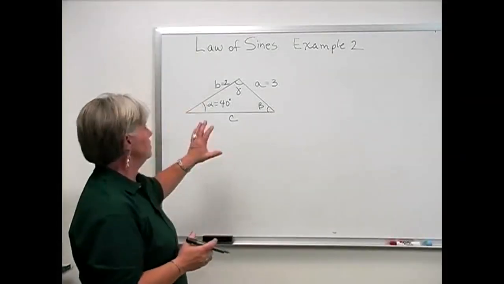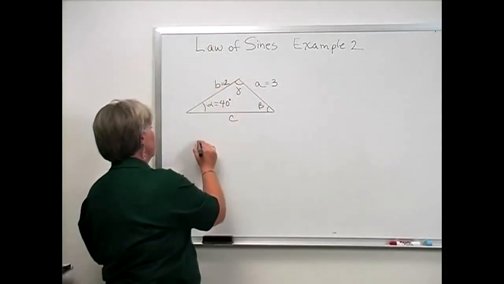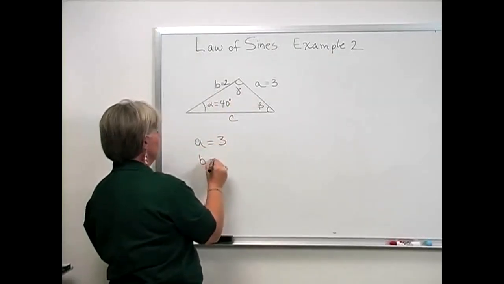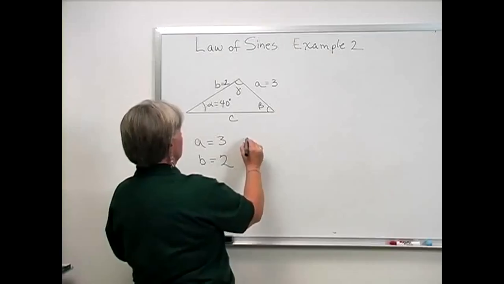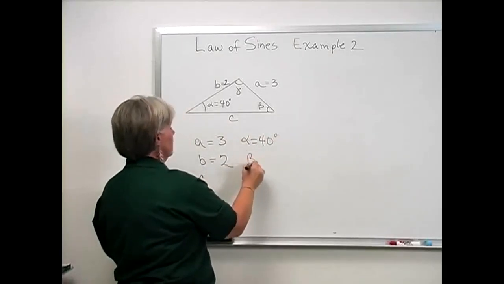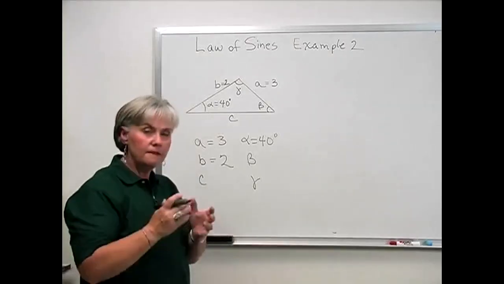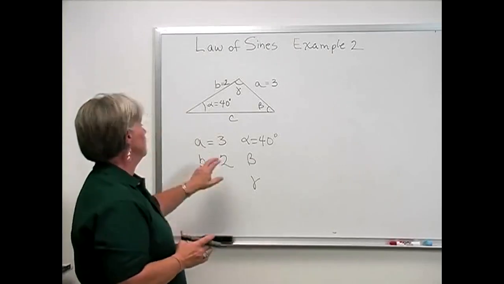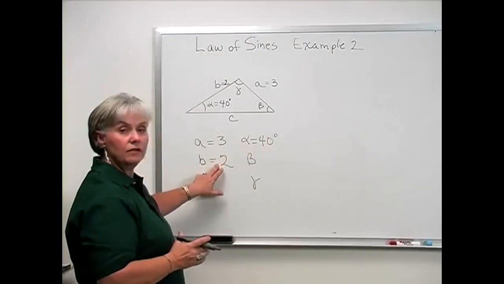All right, as we always do, we want to take the triangle and the information we're given, and put it in our chart. So we're told that a is equal to 3, b is equal to 2. We don't have a value for c. We're given that alpha is equal to 40 degrees, and then we have to find beta and gamma. Now, this is the ambiguous case. And remember, how do you know it's the ambiguous case? You're given one side and the angle opposite that side and one of the other two sides.